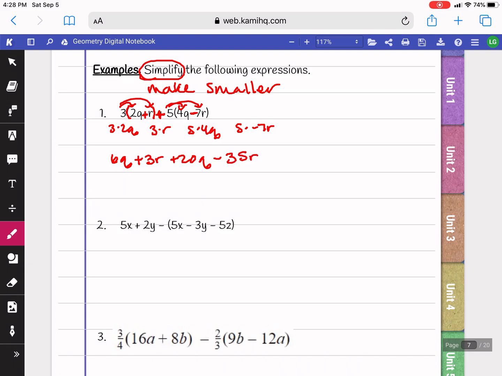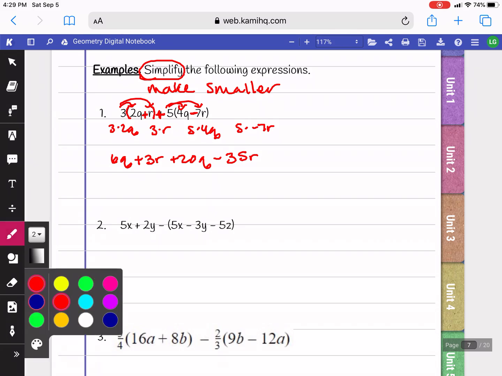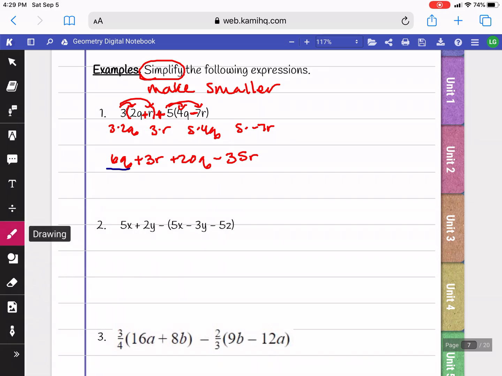Now notice I didn't do 5 times 7r, I did 5 times negative 7r. You're always looking at the symbol that's in front of your number to tell if you're doing a positive or a negative. Now I'm going to combine like terms. So 6q is like positive 20q. So I'm going to put those next to each other. And 3r is like negative 35r. So I put those next to each other. Notice I'm keeping the symbol that's in front of my number. So I didn't put 35, I put negative 35.